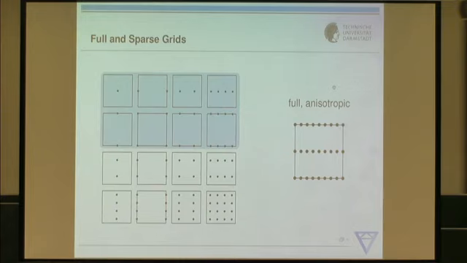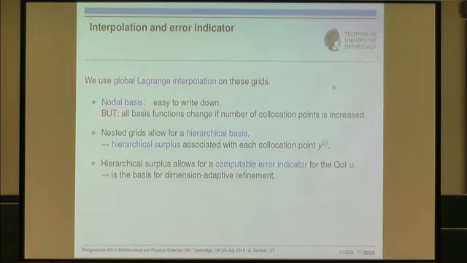And you can have a full and anisotropic grid, then you go sort of in rectangles. You always have a rectangle in this rectangular pattern on the left. Or you can say, well, this direction here is more important than this direction down, and so you have more grid points in this direction than in the other one. So that's sparse and anisotropic. And we use Lagrange interpolation on these grids.